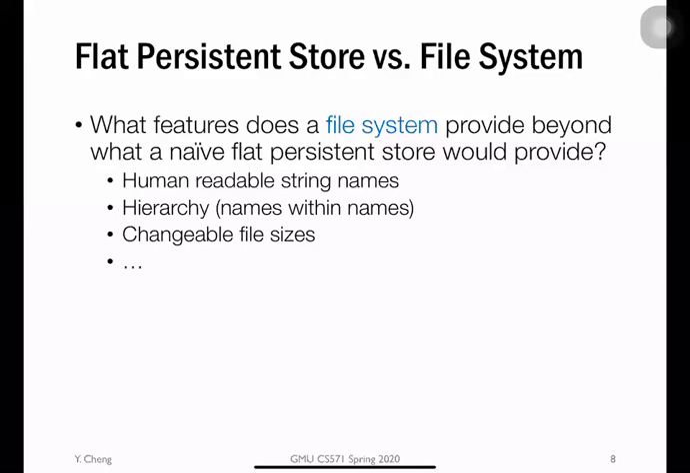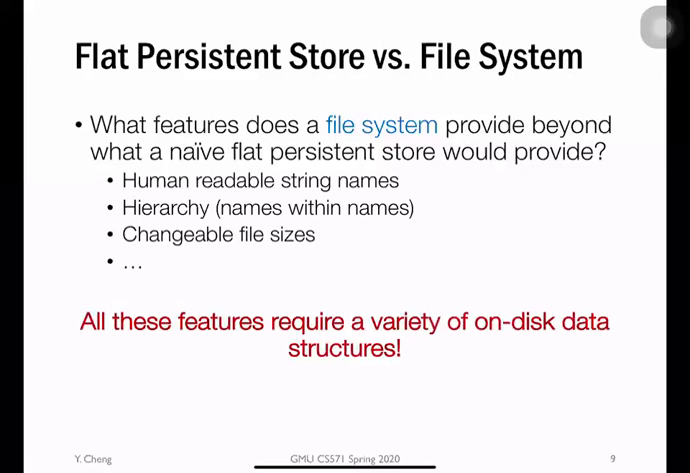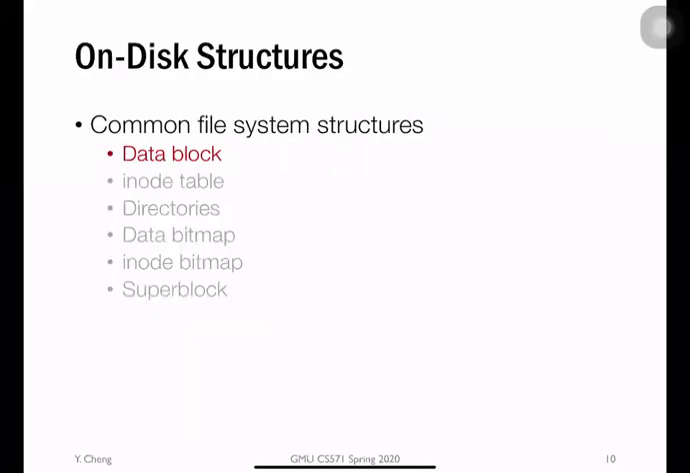So these are all the benefits that cannot be enabled by a naive, flat, namespace-based, persistent key-value store-based kind of system, okay? All these features require a variety of on-disk data structures. So let's next take a look at what exactly on-disk data structures are needed in order to support these features.